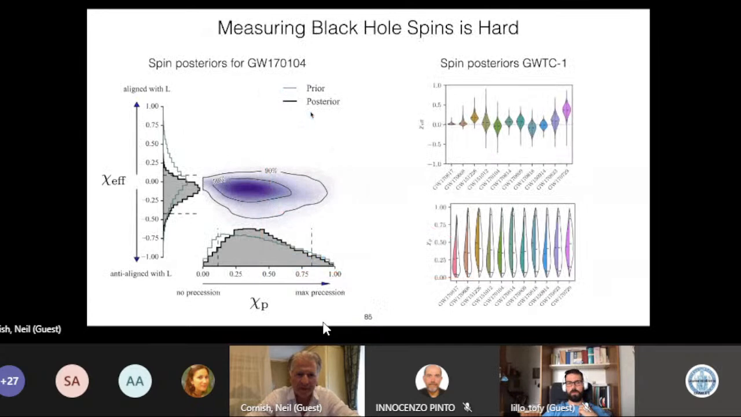And you can see that if you look at all the spin measurements, there are these different combinations of the spins. This measures a combination of the spins aligned with the orbital angular momentum, and that's chi effective. Chi p measures a combination of the spins which causes them to precess, so it's out of alignment with the angular momentum direction. These numbers range between minus one and one for this quantity and zero and one for chi p. You see that these violin plots for the probability distributions for the precession component are pretty much just unconstrained.